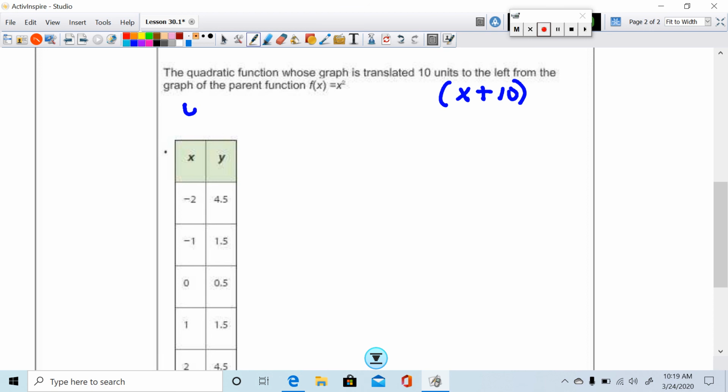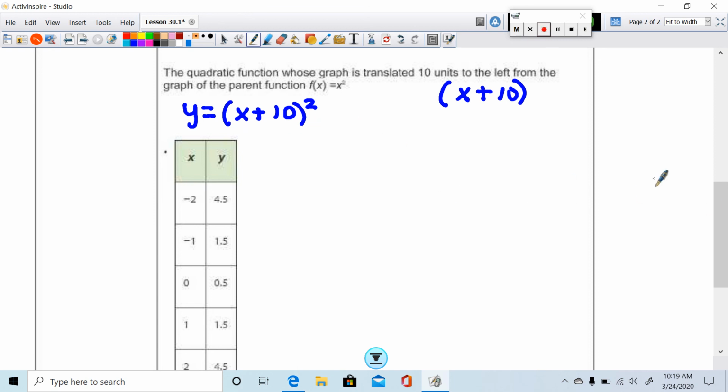So we've got y equals x plus 10, and then you're going to square it, because this is like x squared, and then it doesn't say that it's moving up or down, so you don't have a constant at the end. So this is the answer to that one.